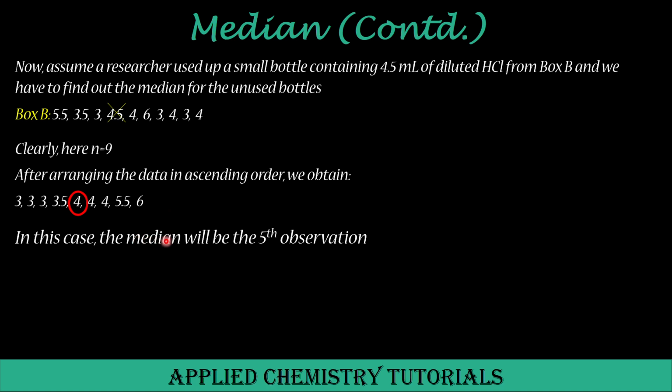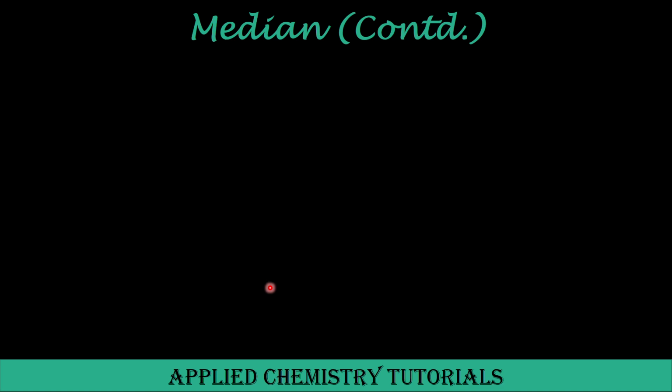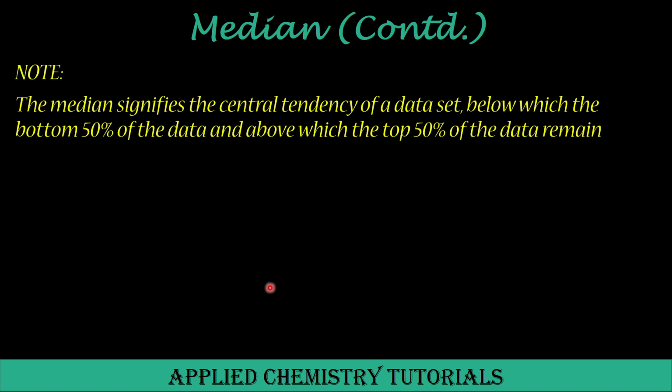In this case, the median will be the (n plus 1) by 2th observation, or the 5th observation, which is 4. Therefore, the median is 4 ml of diluted HCl. We need to remember that the median signifies the central tendency of a data set, below which the bottom 50% of the data and above which the top 50% of the data remain.